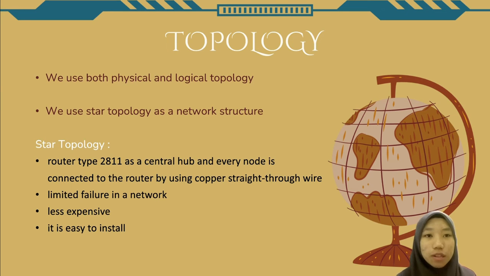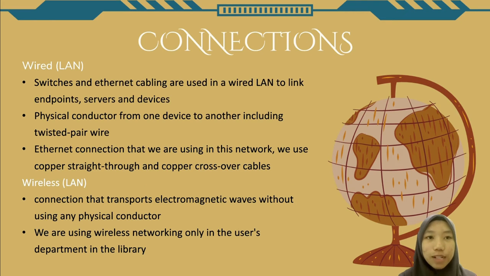One of the reasons we choose star topology is because of the limited failure in a network, since each station has its own connection to the central hub, so failure of one cable will not affect the entire network, and other cables can still function as usual. For example, if the cable in the administration department is damaged or one of the devices breaks down, the network can still be used for the other departments without affecting the other devices. Also, we use star topology because it is less expensive compared to mesh topology, and most importantly, it is easy to install.